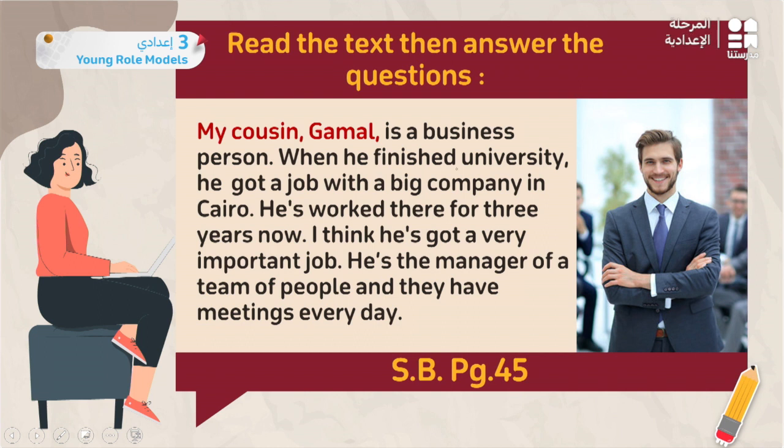When he finished university, he got a job with a big company in Cairo. لما خلص الجامعة جاء وظيفة في شركة كبيرة in Cairo في القاهرة. He has worked there for 3 years now. Apostrophe S here and I have past participle, so this stands for has. يعني apostrophe S دي ممكن تبقى is أو has. أنا عندي past participle يبقى هنا has. He has worked there for 3 years now. اشتغل لمدة 3 سنين لحد دلوقتي.